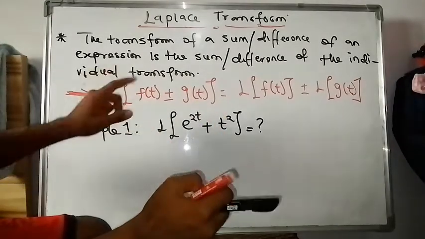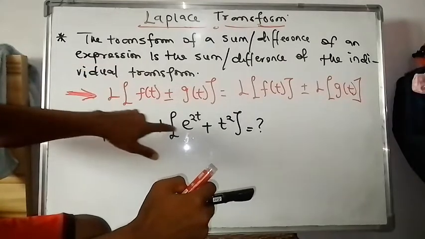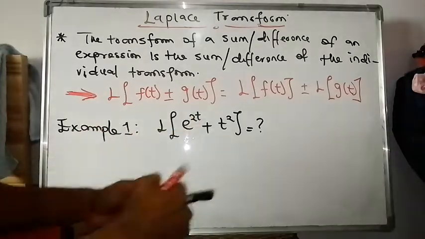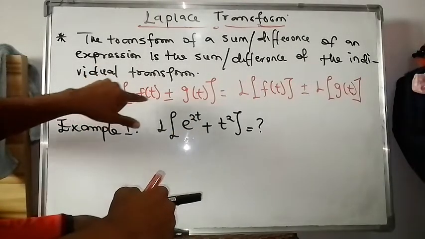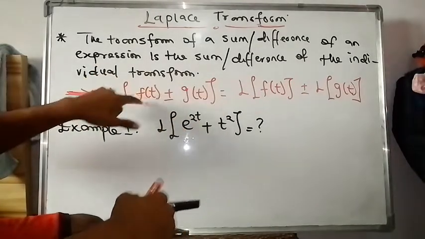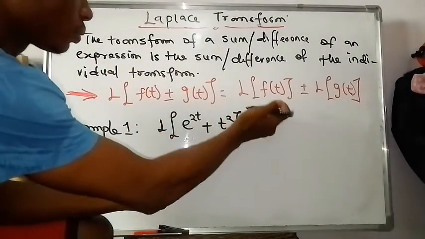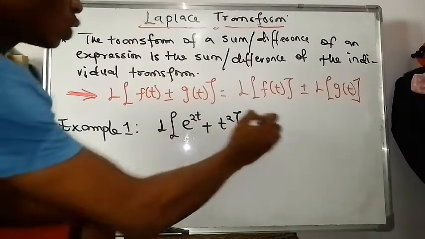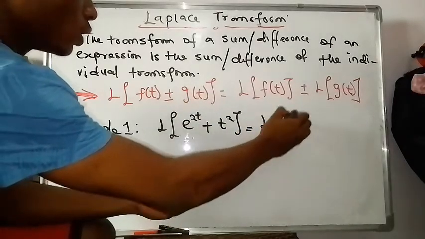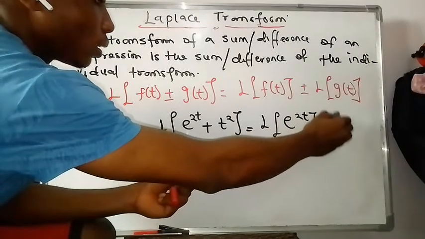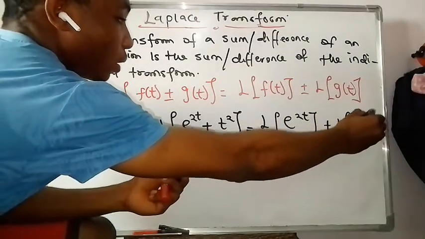So basically we are going to be following this rule, taking the Laplace of their individual functions. We are going to be taking the Laplace of this and the Laplace of this. So following this rule, the Laplace of this plus this is equal to the Laplace of this plus the Laplace of that. So we'll have Laplace of exponential 2t plus Laplace of t squared.